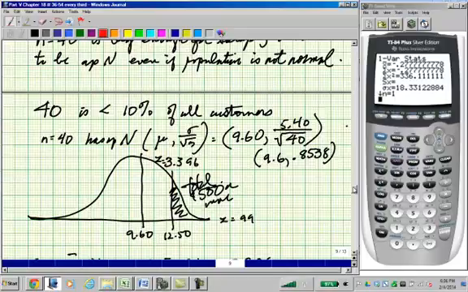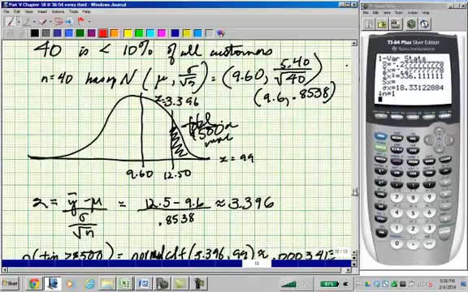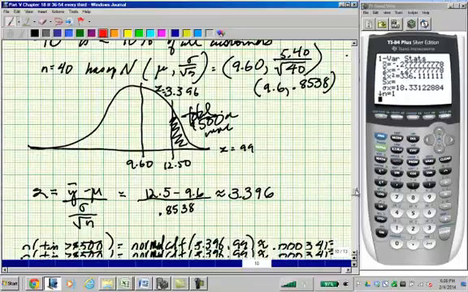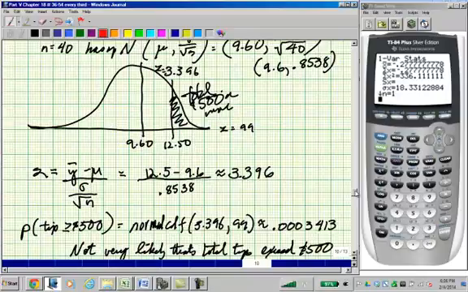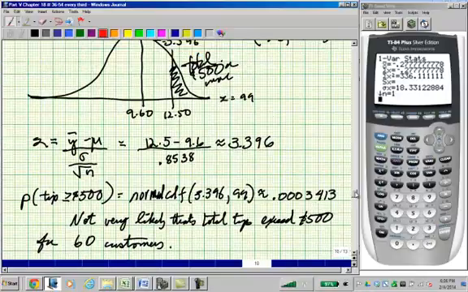Okay? So 9.6 is the average amount of tip per dinner. They have to average $12.50. It's going to be 12.5 minus 9.6 divided by 0.8538. You don't have to be a genius to see this is going to be greater than 3, a really big z-score. So the probability that their tips will average $12.50, that they'll make $500, is, look at this, it would happen like 3 times out of 1,000. Okay, it's not going to happen.